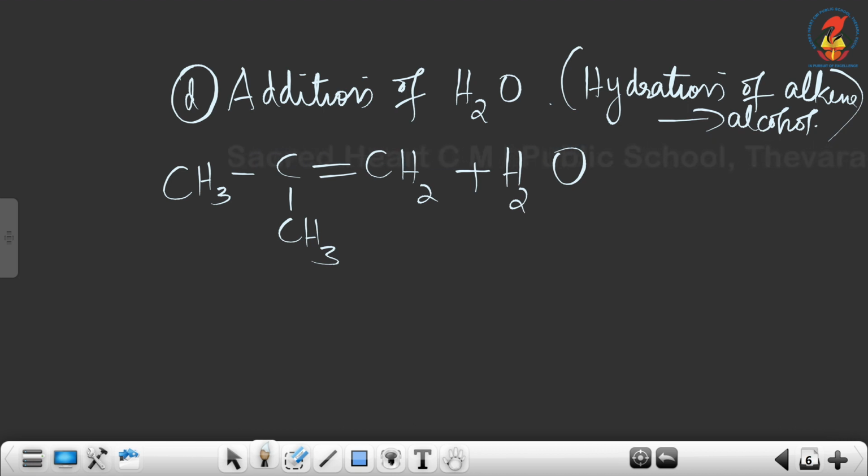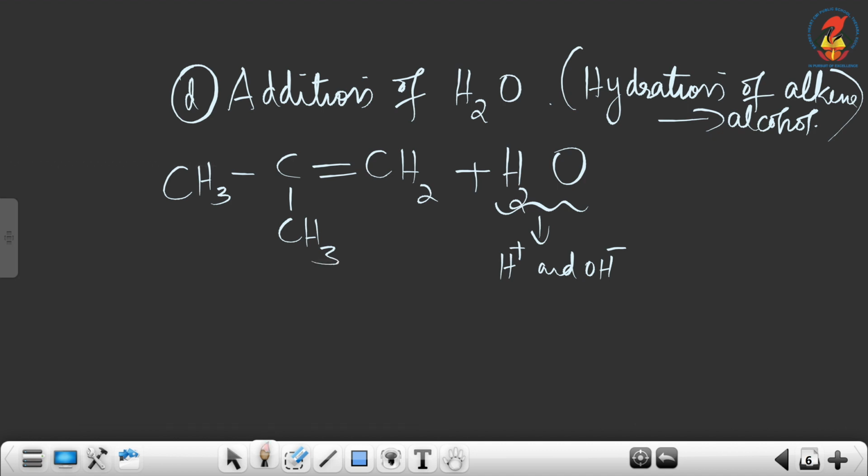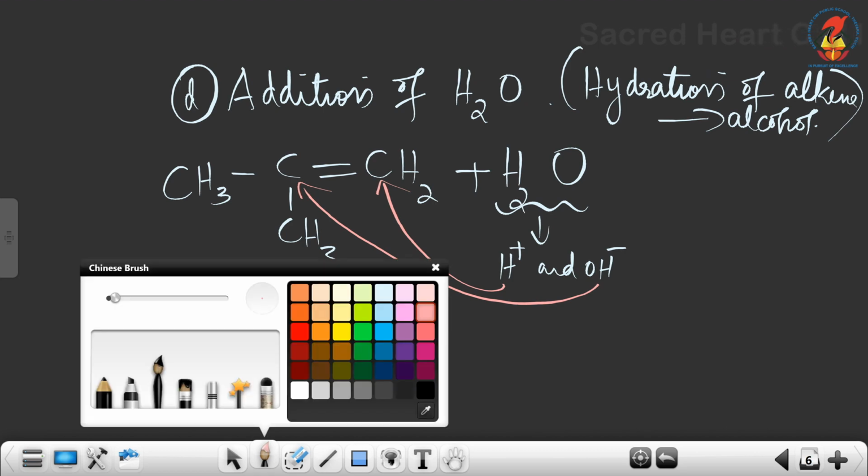So here we have H2O. Now H2O, you know, it decomposes as H plus and OH minus. Now this alkene is an unsymmetrical alkene. So addition takes place according to Markovnikov's rule. Therefore OH minus will add to carbon with less number of hydrogen. Here you can see this carbon doesn't have any hydrogen. So OH minus adds to C and H plus will add to CH2. So what will be the product formed?